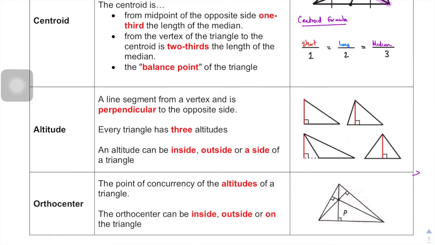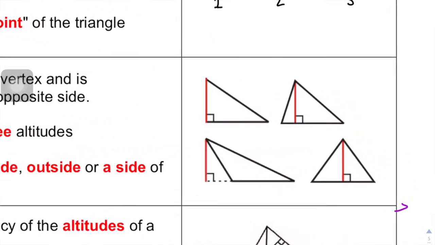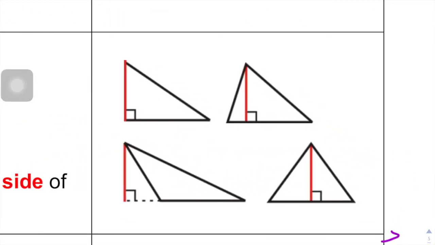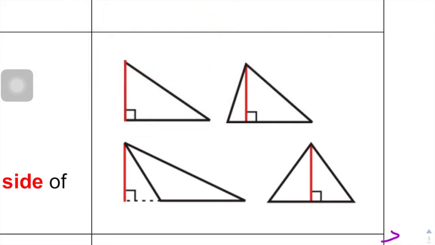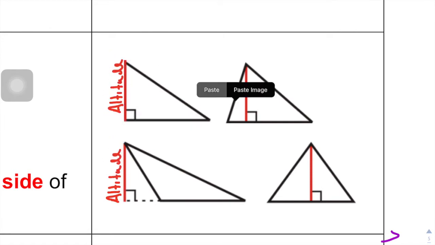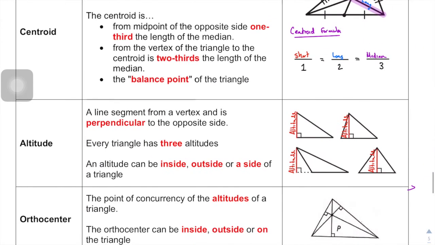The next piece of the triangle that we have is the altitude. Again, that's from the vertex. It is directly perpendicular to the opposite side. Every triangle has 3 altitudes. And an altitude can be inside, outside, or a side of a triangle. So in this picture, we can see some examples of altitudes. Each red segment here is an altitude of the triangle. And we can see an altitude, again, can be outside. And there isn't just one. Actually, every triangle, each vertex has an altitude assigned to it.